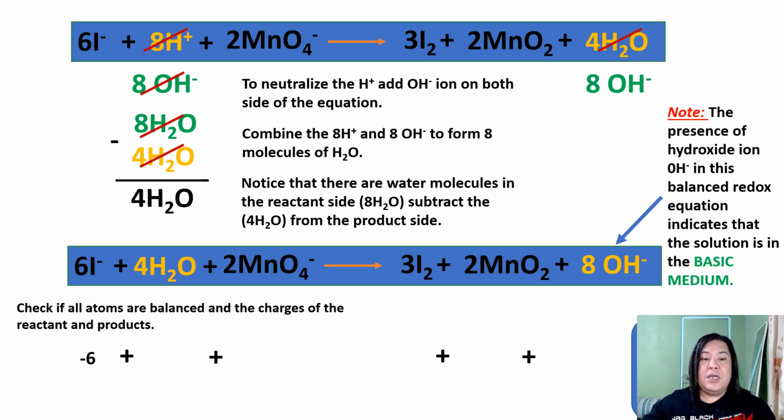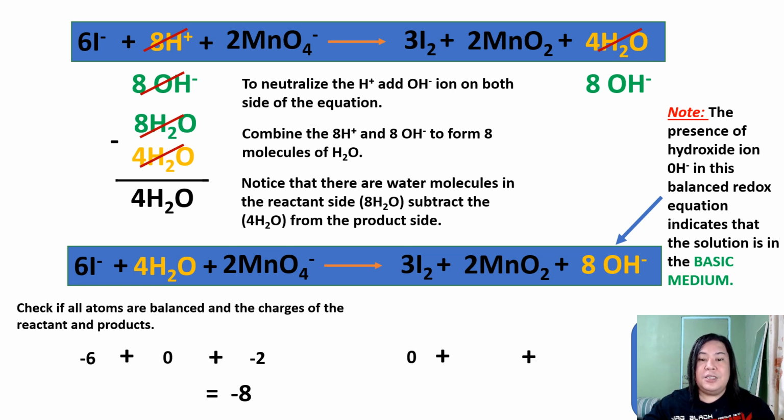So 6 times negative 1, you will have negative 6. And then since 4 moles of water is a neutral compound, therefore the charge of water is 0. Then followed by the permanganate ion. So 2 times negative 1, that is negative 2. Then combine, you will have the overall charge for the reactant of negative 8.